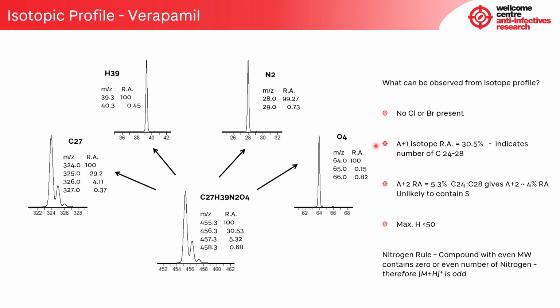The A+1 peak of just over 30% indicates the number of carbons is somewhere between 24 and 28, certainly no more than 28, as this would give more than 31% as a relative abundance. The A+2 peak at 5.3% is very similar to that seen in compounds with 24 to 28 carbons, indicating there's no sulfur present, as this would give an A+2 peak of over 4% just on its own. If there are between 24 and 28 carbons, the maximum number of hydrogens present is less than 50.